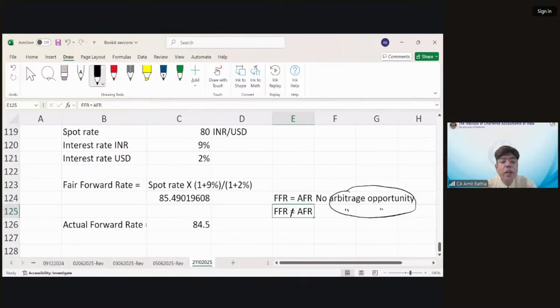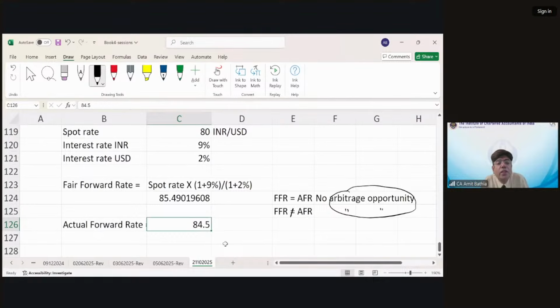So what I can do is, here in this case, I can essentially take the forward contract at 84.5, right? And I know for a fact that the fair forward rate in the future is going to be 85.49, which means there will be at least approximately 1 rupee, which is going to be the margin, right?